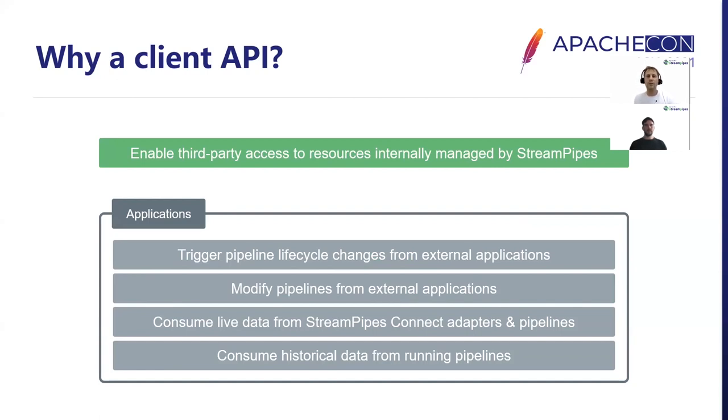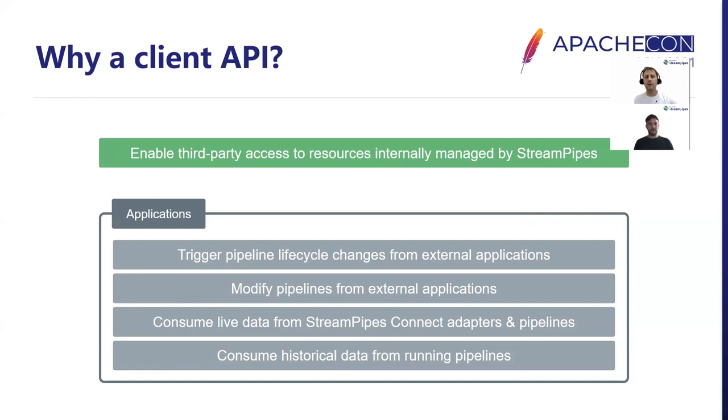But now we have many users who ask, can we communicate with StreamPipes from our third-party application, like accessing resources from StreamPipes from other applications? So what are some examples for that?